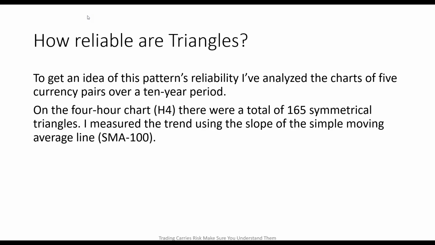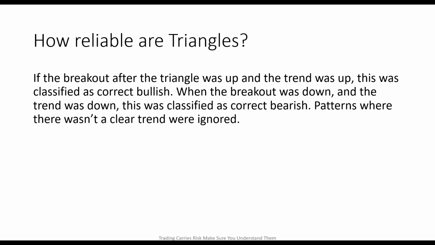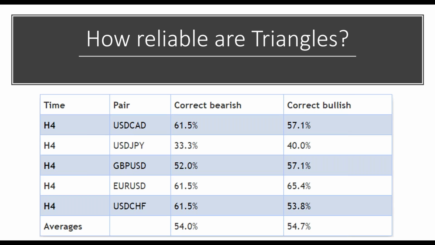I measured the trend using the slope of the simple moving average. And if the breakout after the triangle was up, as the trend was up, it was classified as a correct bullish characteristic. When the breakout was down and the trend was down, this was classified as a correct bearish move. Patterns where there wasn't a clear trend were completely ignored. So when you do this in a 4-hour chart, you can find that when you projected a bearish move in the Canadian US dollar, the CAD, we were 61.5% correct in our early prediction. When we saw a bullish triangle, we were only 57% right.